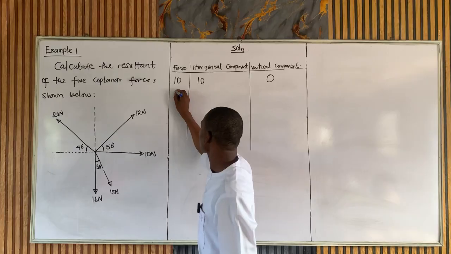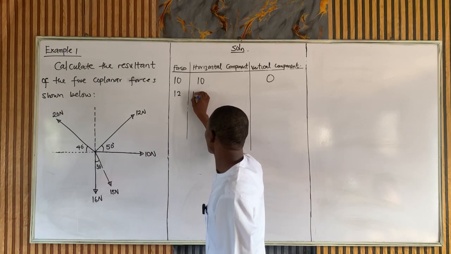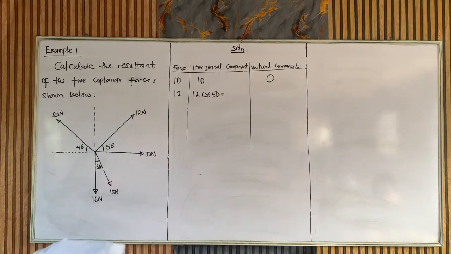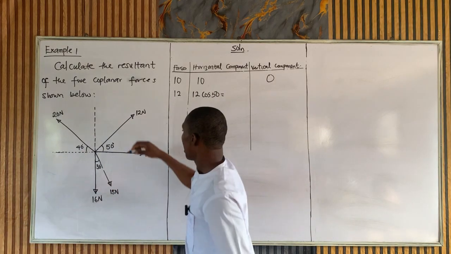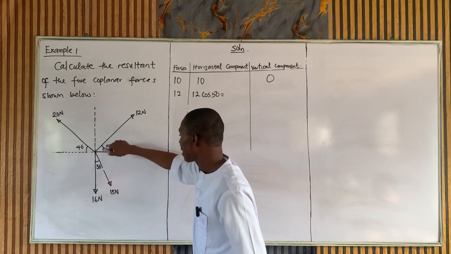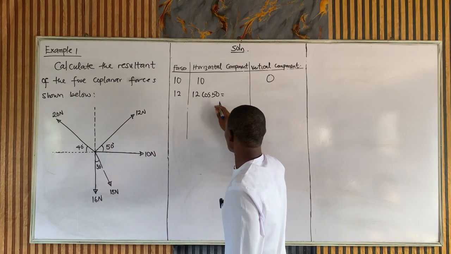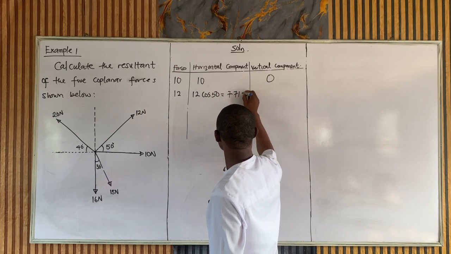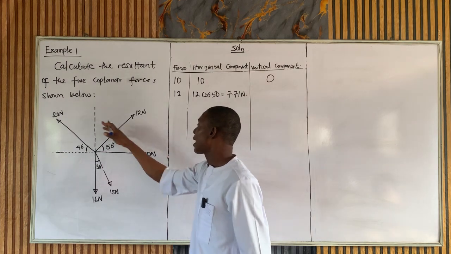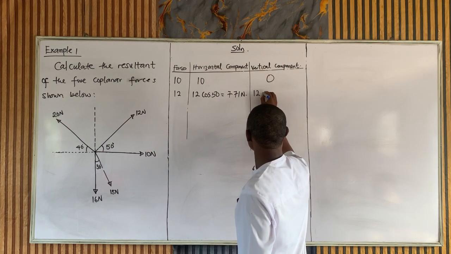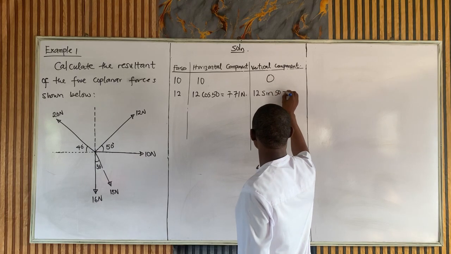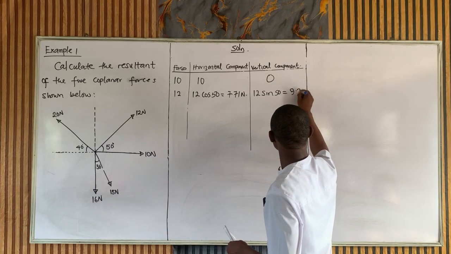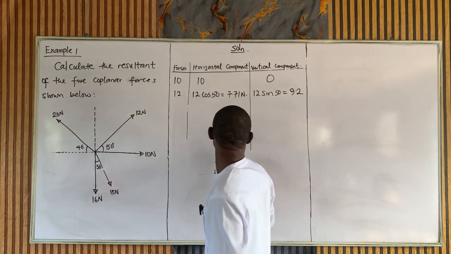Let's get next to the 12. For the 12, this is going to be 12 cos 50, because I'm resolving towards the horizontal, and since I'm resolving towards the angle, it's going to be cos. So 12 cos 50 is going to give us 7.71 Newton. Now let's resolve it to the vertical. That will be 12 sine 50. If we do this, we're going to have 9.2 Newton.